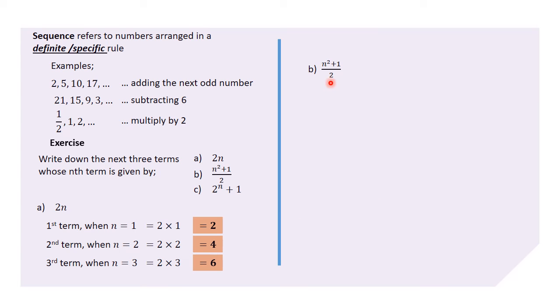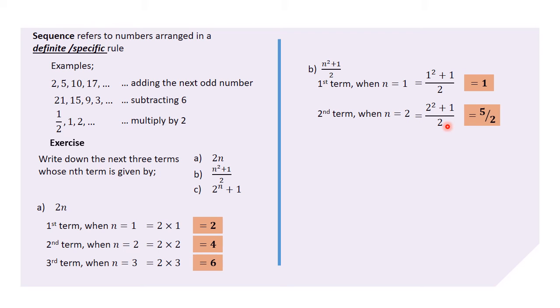Again, question B, we have n squared plus 1 all over 2. The first term will be when n is 1, and therefore I'm going to have 1 squared plus 1 all over 2, which is 1. Again, the second term will be obtained when n is 2, where we have 2 squared plus 1 all over 2, and that is 5 over 2, which is 2.5. The third term will be when n is 3, and therefore we have 3 squared plus 1 all over 2. The answer is 5.